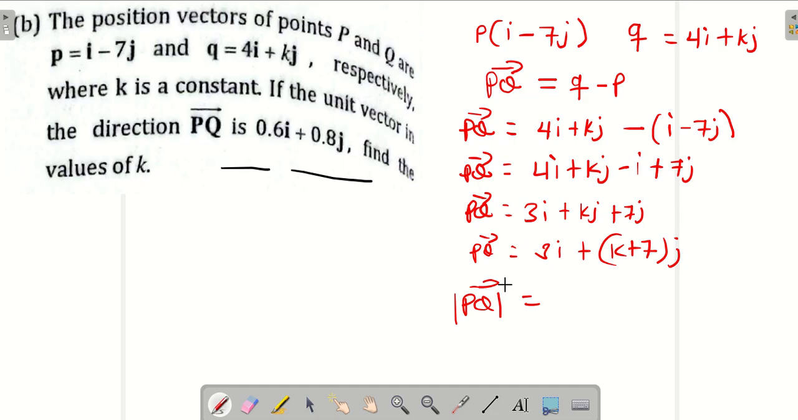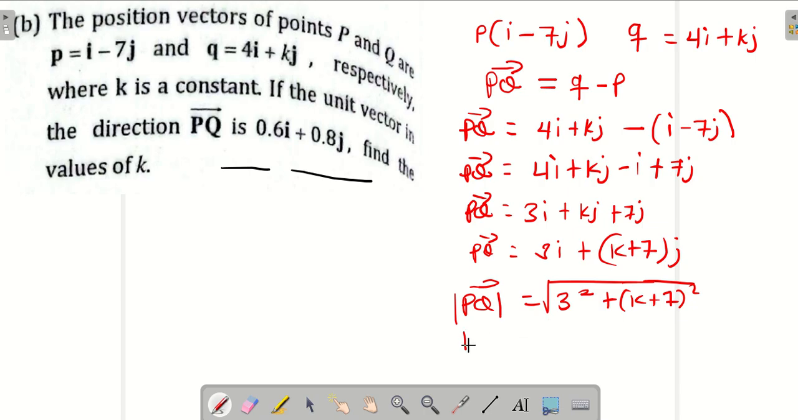Let's find PQ squared. PQ squared will give us... We are multiplying the two, is that right? Or let's first find the PQ. The PQ is going to be, that's the magnitude. The magnitude will give us the square root of 3 squared plus (k plus 7) all squared. Okay.